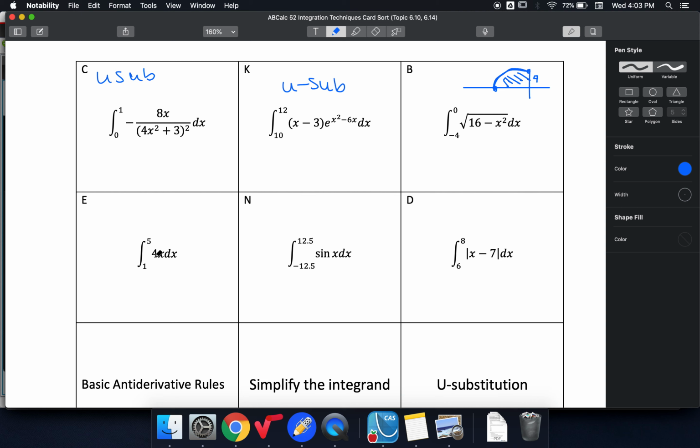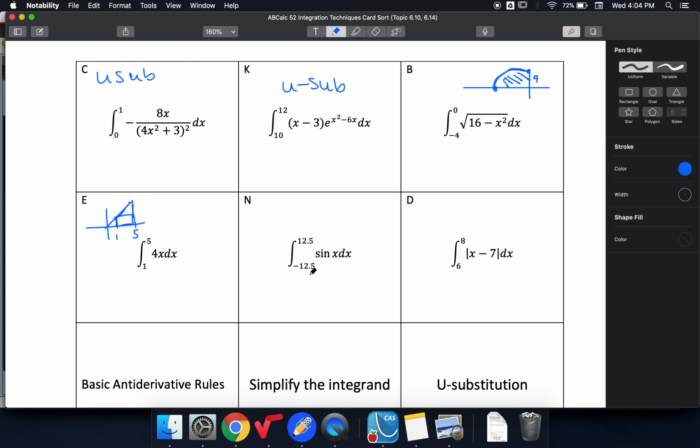Over here, I can either use my antiderivative rules, because this is a pretty simple one, but it's also just the line 4x. And when I have a line that has no y-intercept, that becomes a triangle. Although this one, because I move it over to 1 and then 5, I do have to think about it a bit more as triangle plus rectangle. So I could think of my geometry making rectangle plus triangle.